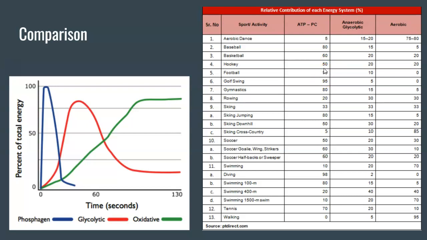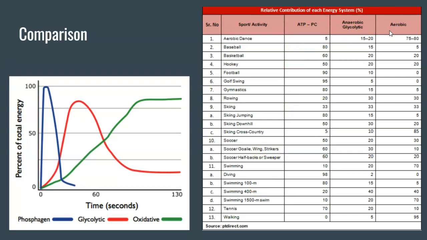Let me find one that's completely opposite. What about swimming? A 1500-meter swim. That's mostly aerobic, and that's because this swim takes many, many minutes. So the aerobic energy system is predominant because it takes more than 2 minutes to perform this activity.